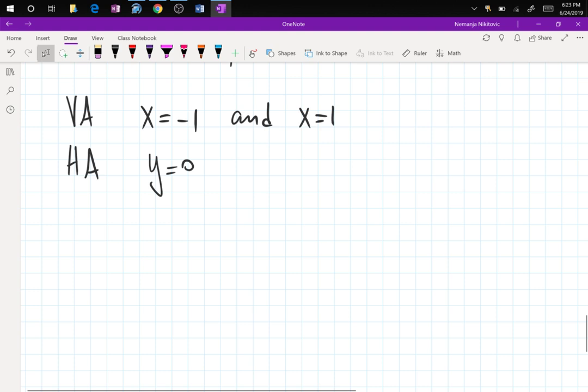Now, if you have a horizontal asymptote, that immediately means no slant asymptote, also known as an oblique asymptote, because you can't have both at the same time, one or the other.